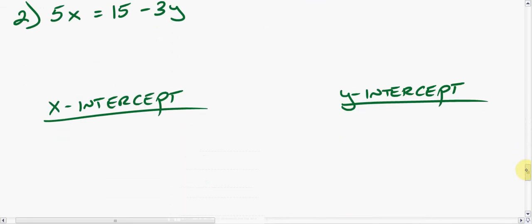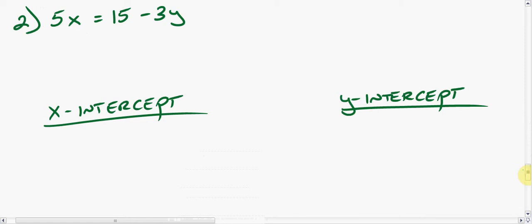Let's try one more. Here we've got 5x equals 15 minus 3y. I'm showing you this one because, unlike the first one, this equation is not in standard form. So we want to make sure we put it in standard form before we start finding our x and y intercepts. If you remember, standard form is ax plus by equals c. So I've got ax equals c minus by. That's what I see here, because the number attached to my y is always my b.